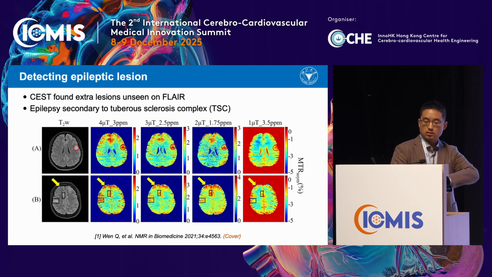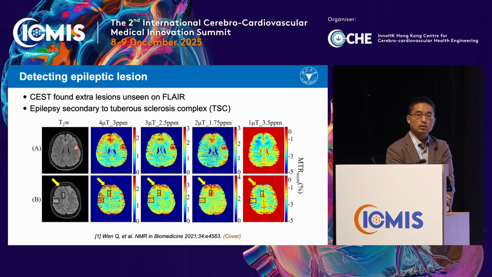Certainly, we can go beyond tumors. This is a study done in my group where we are trying to use CEST MRI to detect epileptic lesions. The images that you see here are from patients with epilepsy secondary to tuberous sclerosis. So the patients have tumors inside their brain. And these tumors show up as hyperintensity or high signals in a regular structural MRI, as you can see in this red circle region and also in this black box region. Those are the tumors that we can detect with structural MRI.